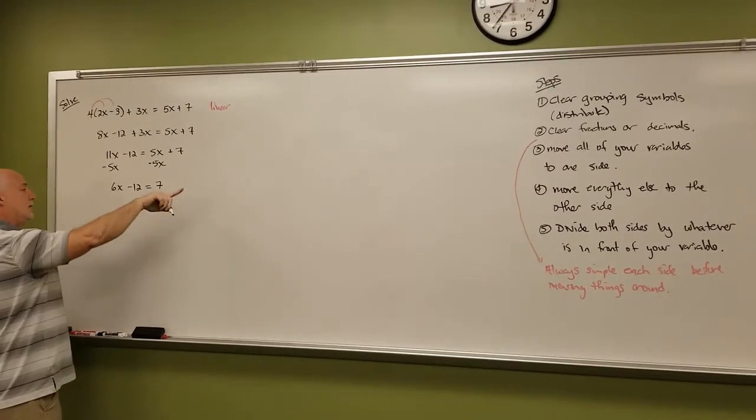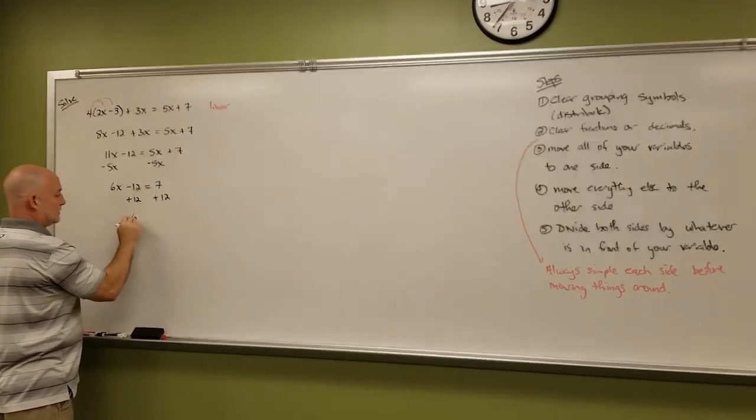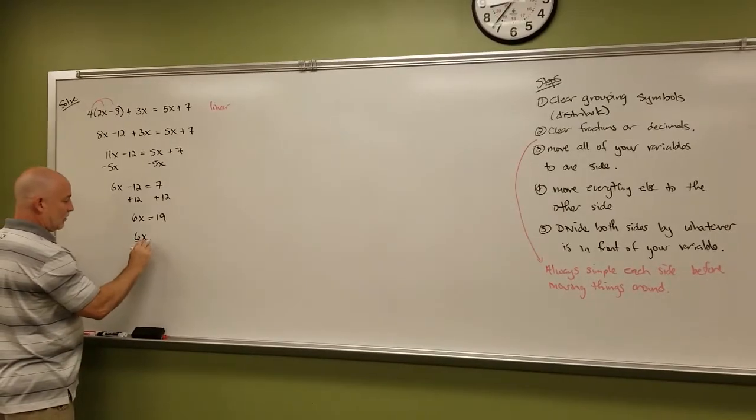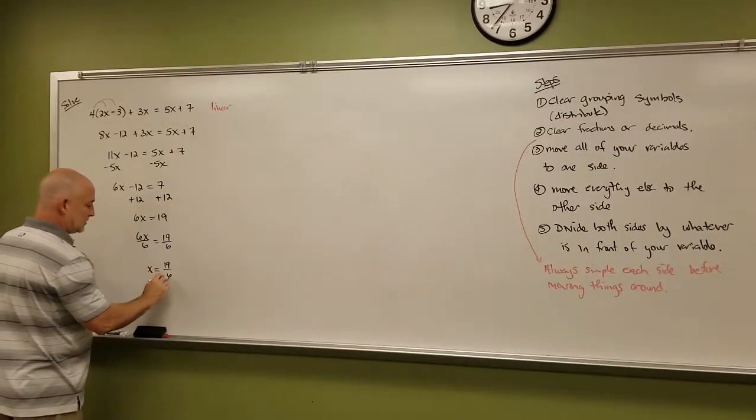Got all our x's to the left, let's move all the numbers to the right. So I'm going to add 12 to both sides. So we have 6x is equal to 19. Last step, divide both sides by whatever's in front of our variable. So we get x is equal to 19/6.